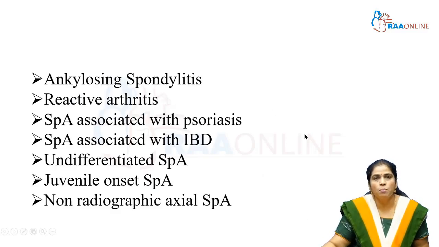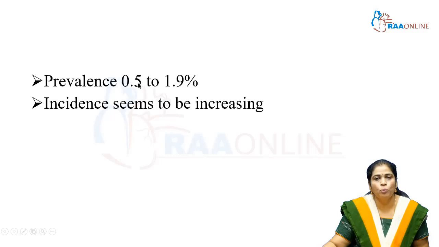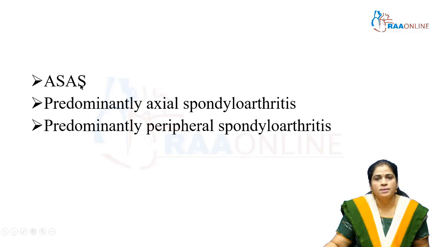These are the conditions that come under spondyloarthritis. Ankylosing spondylitis, which is the best studied. There can be reactive arthritis, spondyloarthritis associated with psoriasis, spondyloarthritis associated with inflammatory bowel disease, undifferentiated spondyloarthritis, juvenile onset spondyloarthritis, and non-radiographic axial spondyloarthritis. The prevalence seems to be about 0.5 to 1.9%, and it seems to be increasing on the whole. This is a different classification criteria proposed by the Assessment of Spondyloarthritis International Society. They divide spondyloarthritis into predominantly axial and predominantly peripheral.